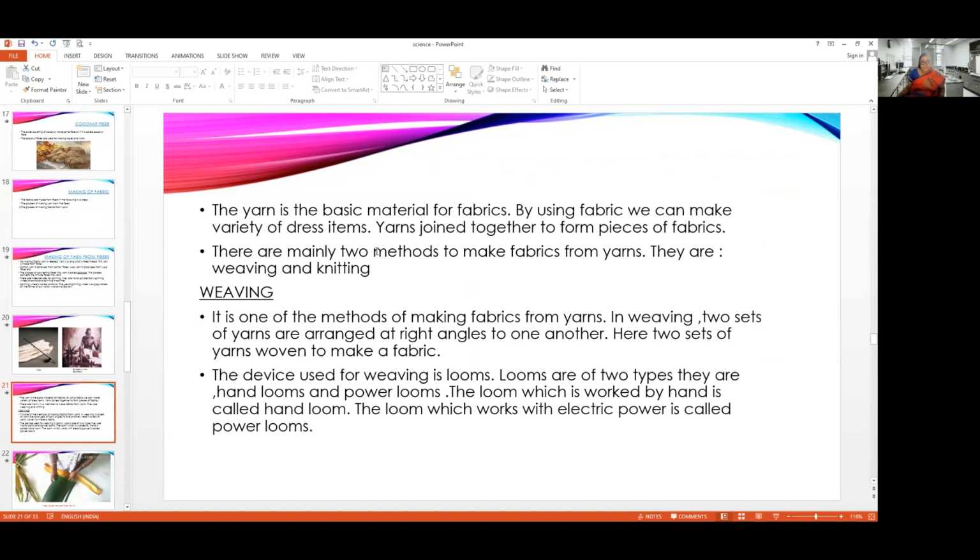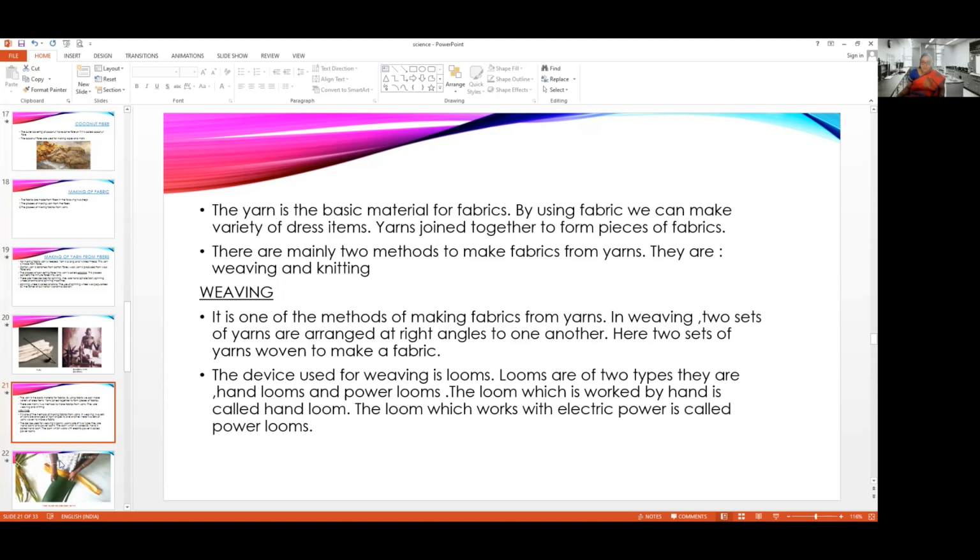Now, the yarn is the basic material for fabrics. By using fabric, we can make a variety of dress items. Yarns join together to form pieces of fabric. There are mainly two methods to make fabric from yarns. They are weaving and knitting. Weaving is one of the methods of making fabrics from yarns.